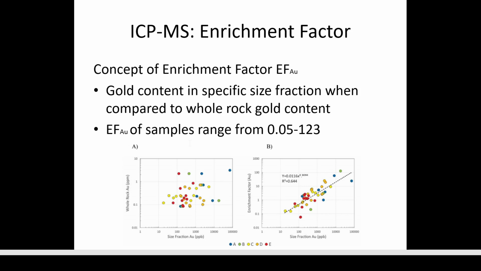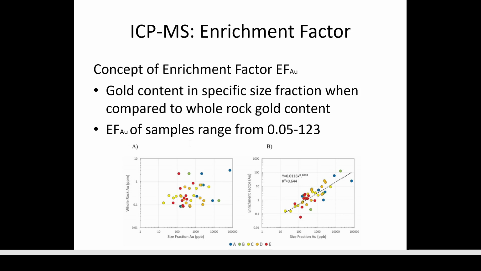This is one of the most important points in the paper, so I want to make sure it's understood. When we arrange our A, B, C, D, and E fractions versus our whole rock fraction, we don't find a trend. Although, when we look at the size fraction and compare it to the enrichment factor, that is where we start getting a trend. So then comes in the question of enrichment factor. What is an enrichment factor?